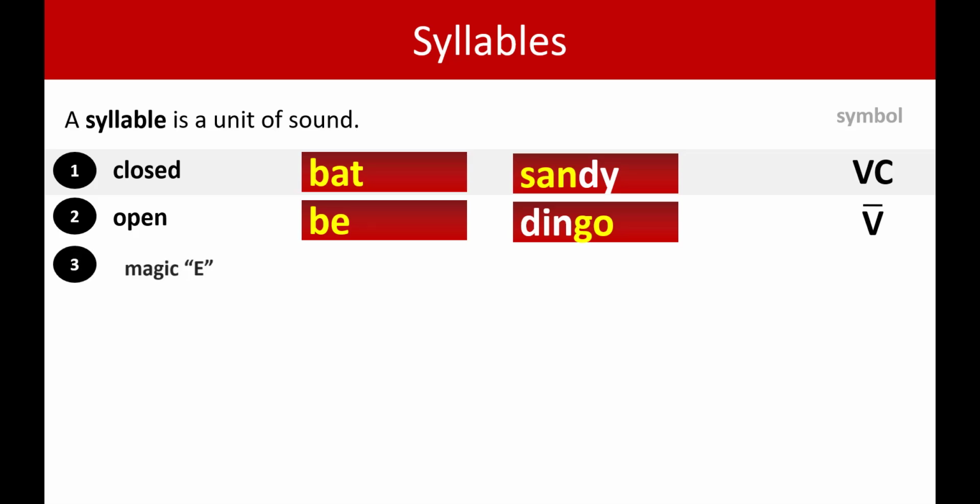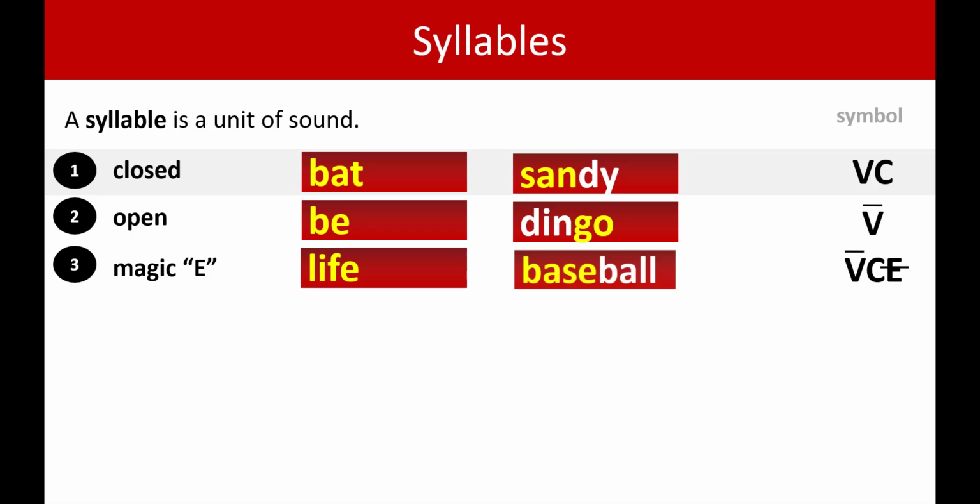There's also the magic E. Here's an example. Life. The symbol is long vowel, consonant, E crossed out. Now it's crossed out because you don't pronounce it. It's what makes the vowel a long vowel. So here's another example. The syllable base in the word baseball. That is a magic E syllable. Long vowel, consonant, E crossed out.